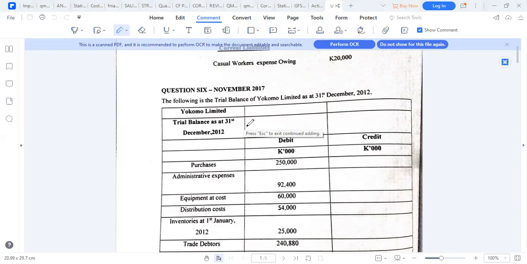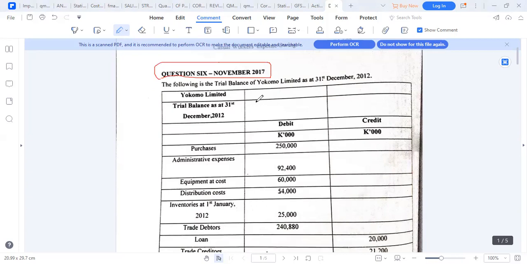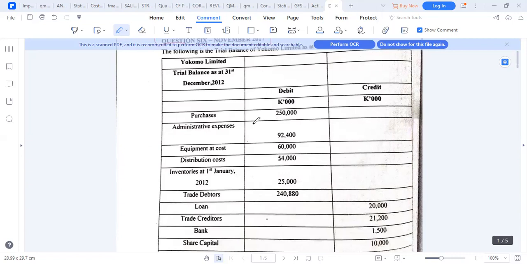Because we know for sure that in the double entry system, we debit the receiver and credit the giver, like we looked at in that question from one of the exam papers last time. So, the trial balance of Yokomo Limited as at 31st December 2012: we have the debits and credits. Purchases 250,000, admin expenses 92,400. Then equipment at cost is 60,000. The distribution cost is 54,000. The opening stock, the inventory that we started with, was 25,000.